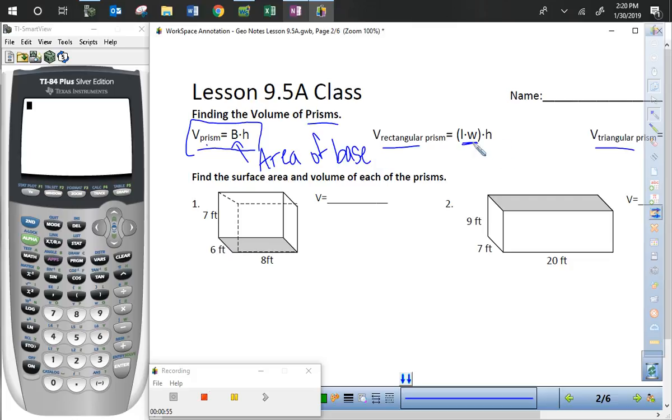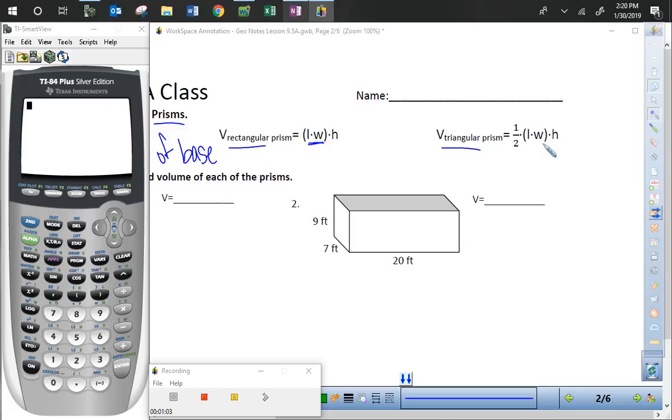Notice big B was replaced with length times width because that's how you find the area for a rectangle. Over here, big B was replaced with 1/2 length times width because you find the area of a triangle with 1/2 base times height. You notice they use length and width. That's because it would look a little bit weird if we had two heights in this one formula. Okay, so they use length times width, but that's just the base and the height of the triangle.